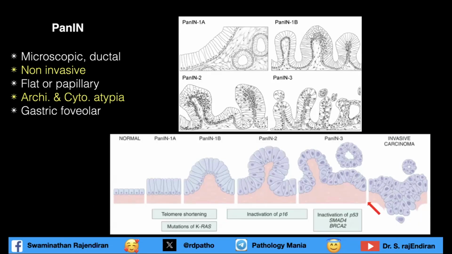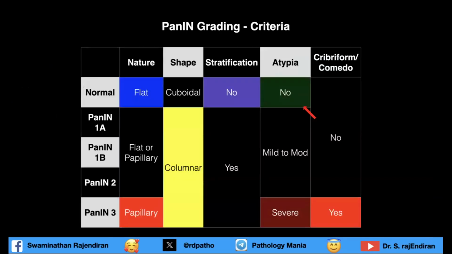So PanIN again: microscopic, ductal connection, non-invasive. The lining epithelium can be flat or papillary, and architectural and cytological atypia may be present, and they are mainly lined by gastric foveolar type of epithelium. Previously, PanIN was divided into 1A, 1B, 2, and 3, but now we follow the two-tier system. I will show you the two-tier system. Normal, PanIN 1A, 1B, PanIN 2, PanIN 3. 1A, 1B, and PanIN 2 are now low grade, and PanIN 3 is high grade.